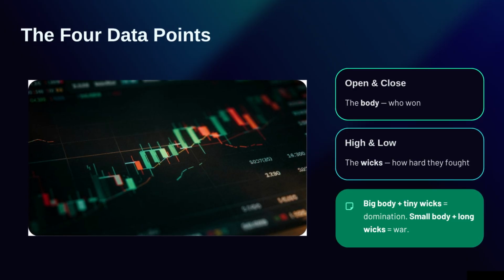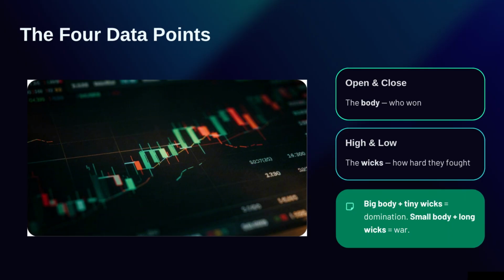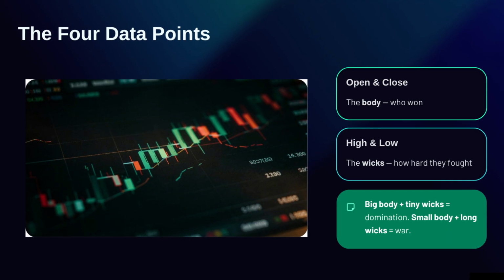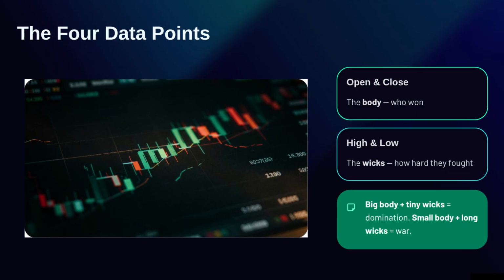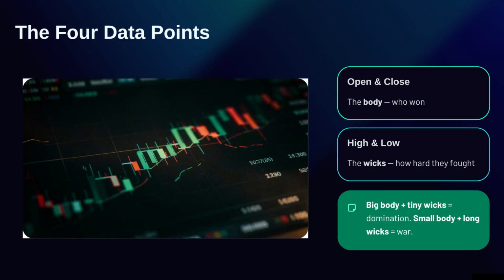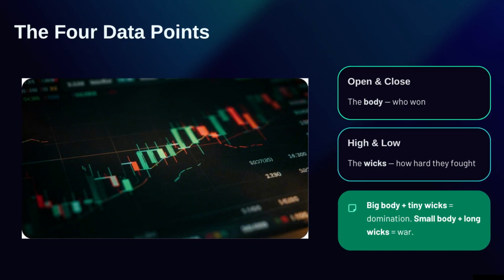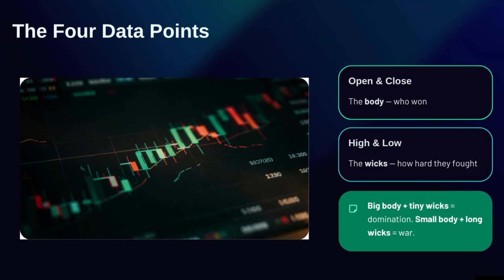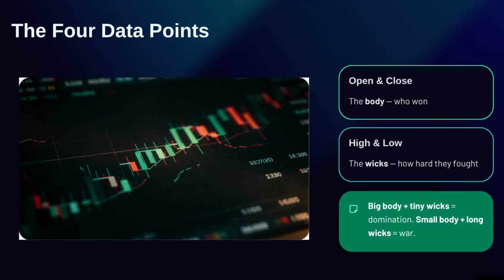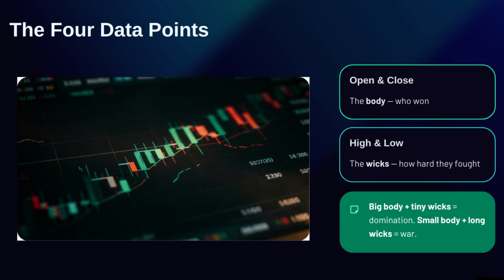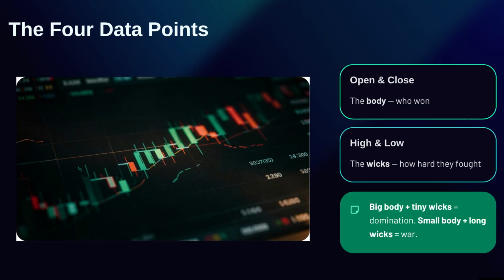Here's what most beginners miss. The body tells you who won. The wicks tell you how hard the fight was. A candle with a huge body and tiny wicks? One side dominated from start to finish. A candle with a small body and long wicks? A war happened, and the outcome was close. Once you start seeing candles this way, you stop asking, is this bullish or bearish? You start asking, who's losing control right now?